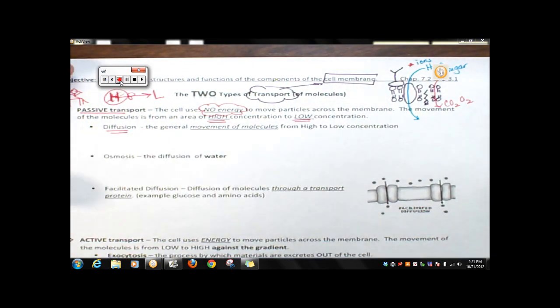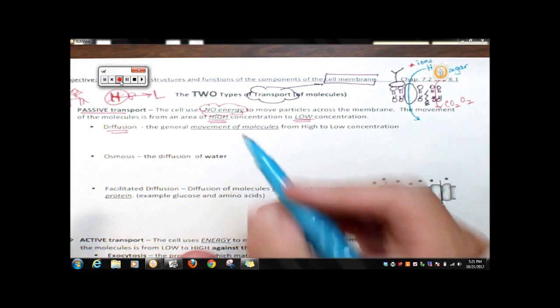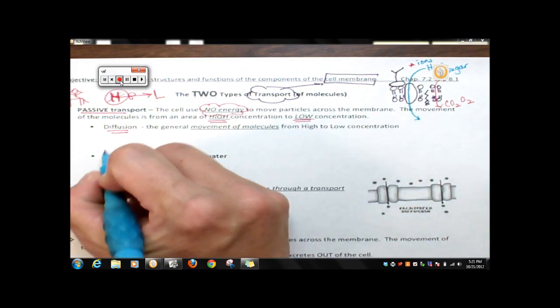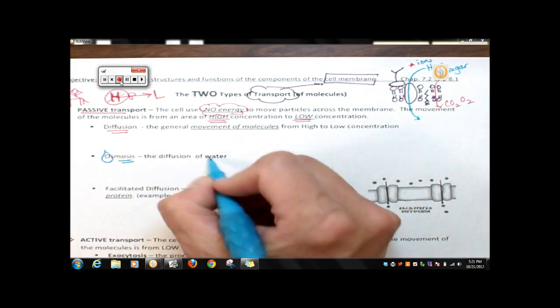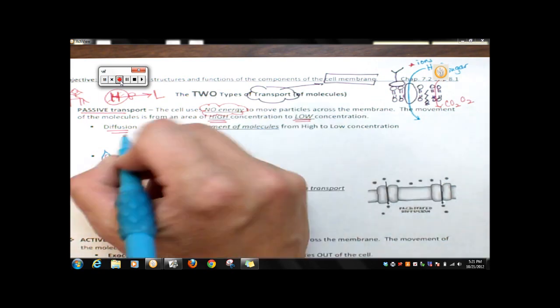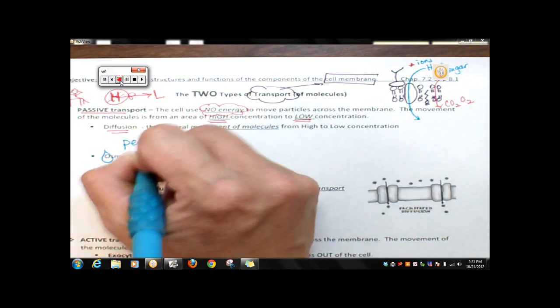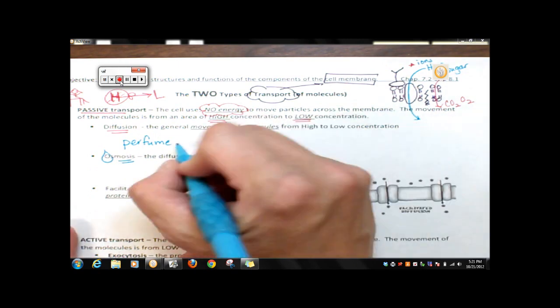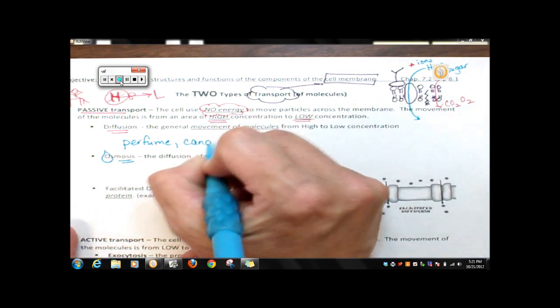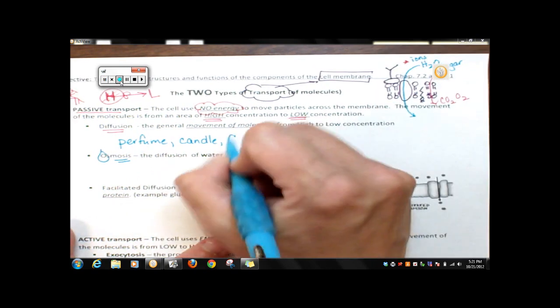Now diffusion is any time molecules move, just generally any kind of molecules, not water, because it has its own little term right here, which is osmosis, but the movement of any molecules. So you could say maybe somebody wearing perfume, really strong perfume. You could smell their perfume across the room. Maybe a candle. Maybe if somebody farts or passes gas and then they walk by you, don't you love that?